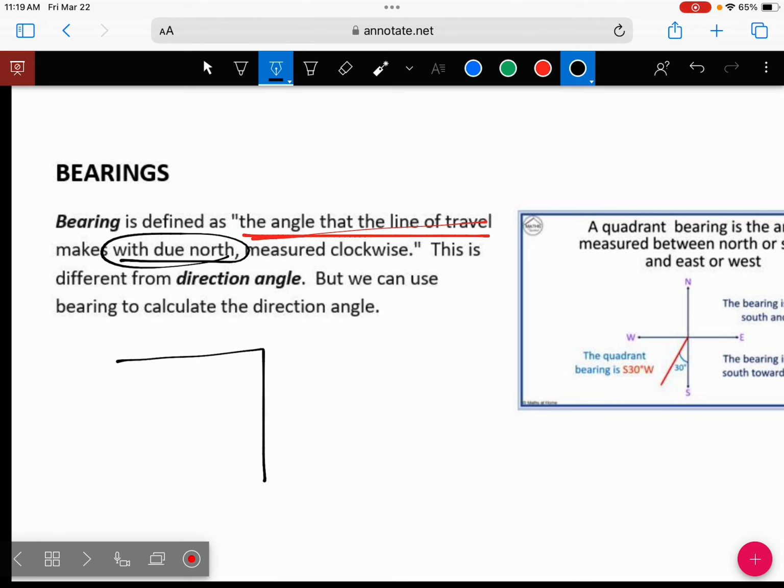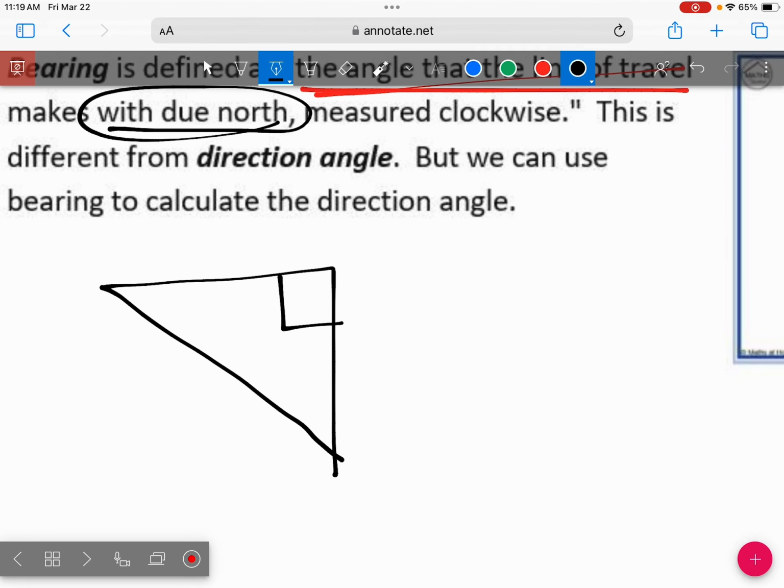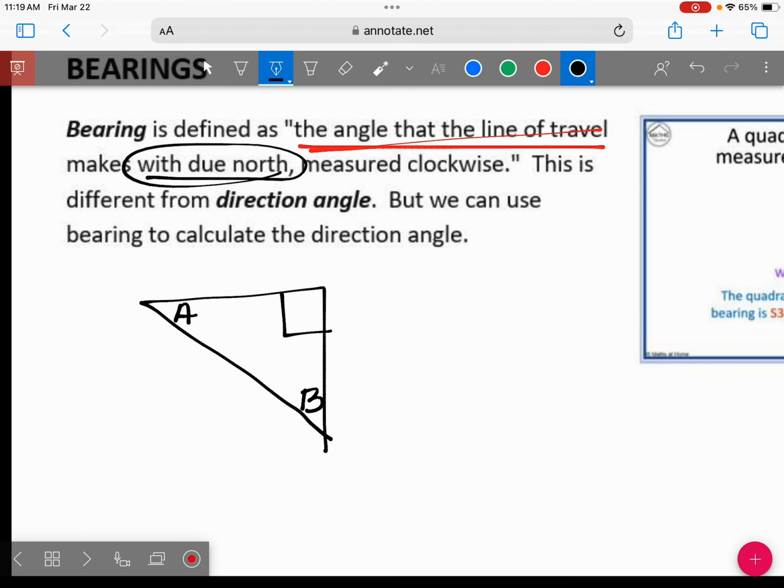Okay, so for example, if I have this triangle right here, and I call this A and I call this B, which one of these angles is with the north, A or B? You can say the north would be with the vertical axis. So which one is with the vertical axis? B, right? So in this example, the way this triangle is oriented, the bearing would be this angle, okay?